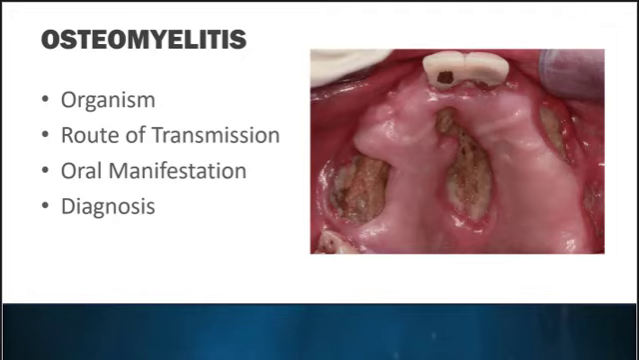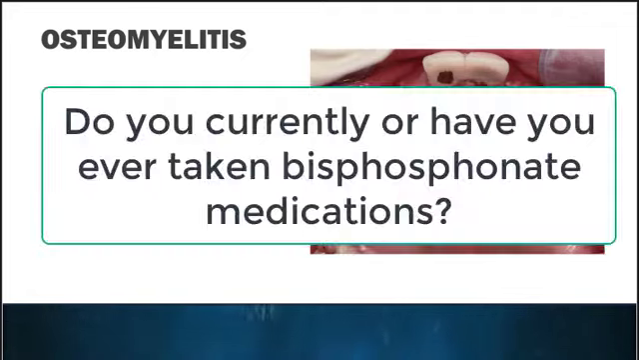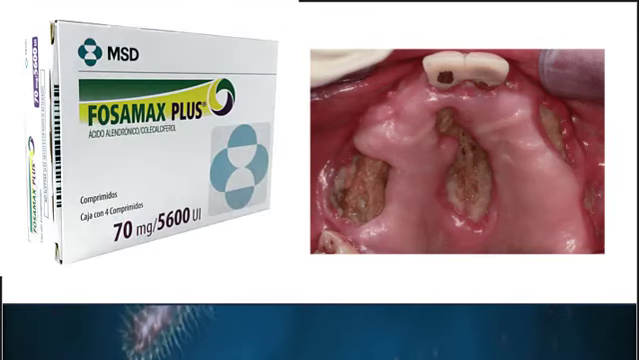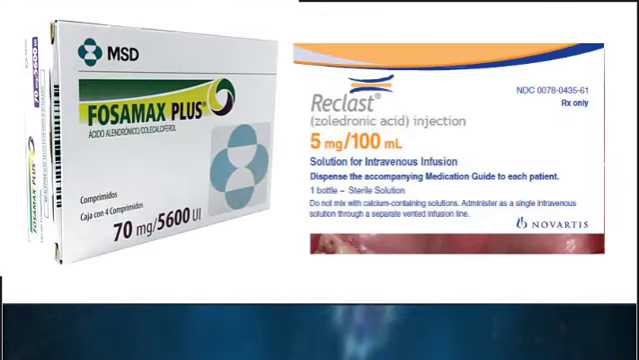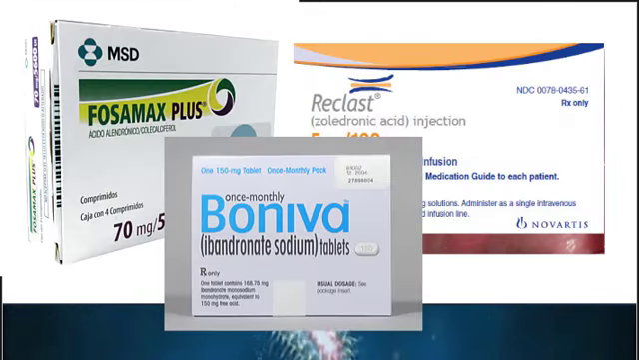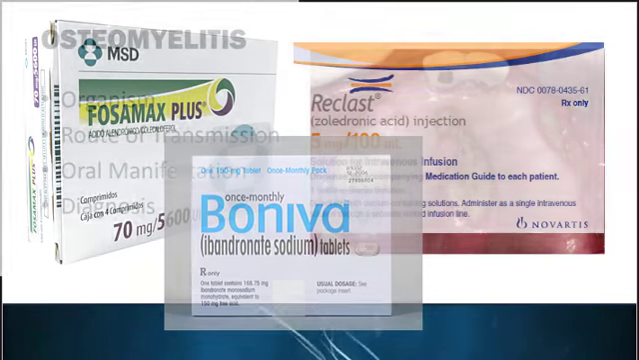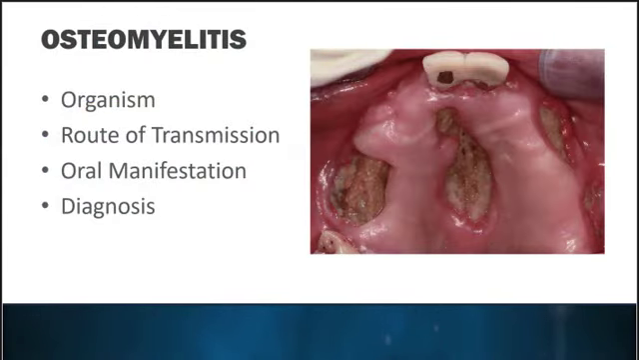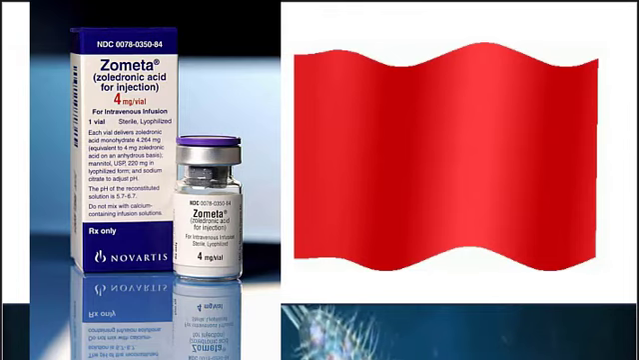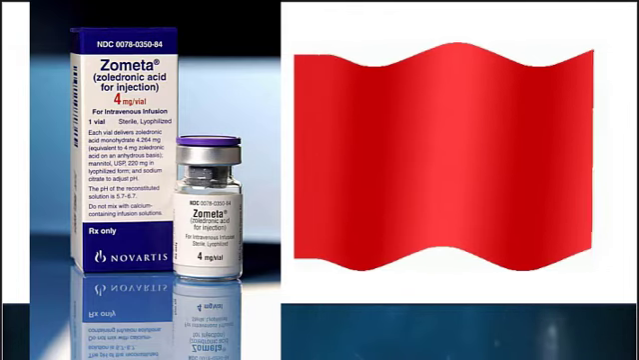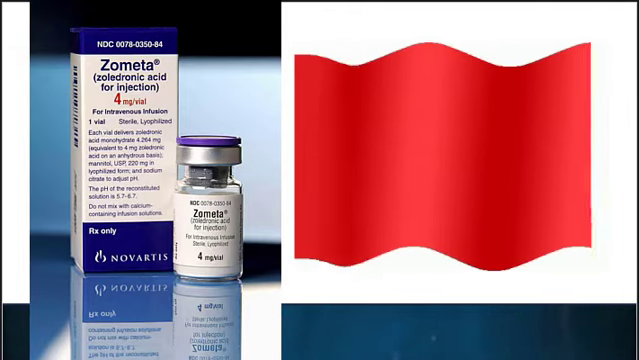So on a patient's medical history, a lot of offices will ask specifically if the patient is currently taking or has taken bisphosphonate medications. These medications, like Fosamax, Reclast, Boniva, when taken in pill form, are usually not a reason for concern. However, patients who are undergoing chemotherapy may have infusions of bisphosphonates, like Zometa, and they are at a higher risk of osteonecrosis of the jaw.